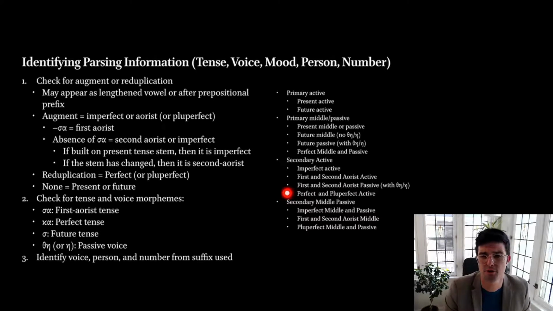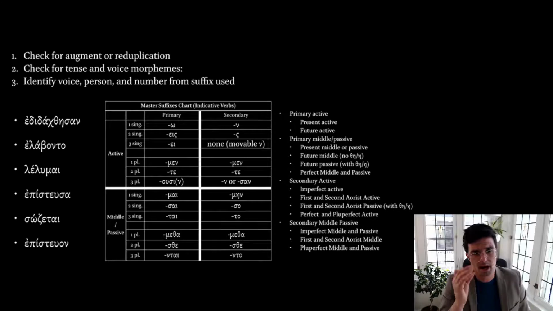And then the perfect and pluperfect active are also going to use secondary active with reduplication, and in the case of the pluperfect, an augment and reduplication. And then the secondary middle passive endings are going to be used for the imperfect middle and passive, the first and second aorist middle, and the pluperfect middle and passive, with the other different additions going on with them. So those suffixes then become your clue not only to person and number, but also oftentimes to the voice of a verb.